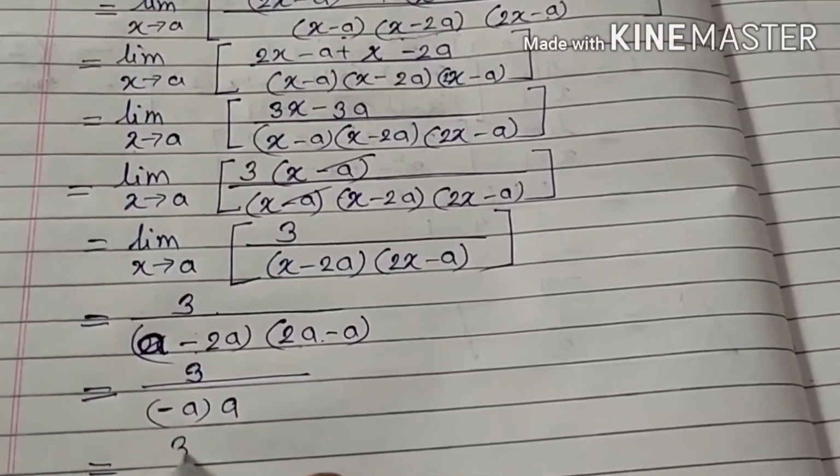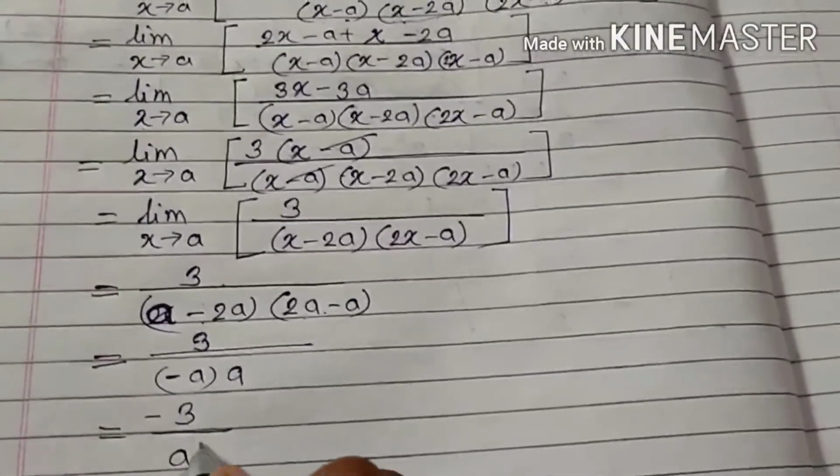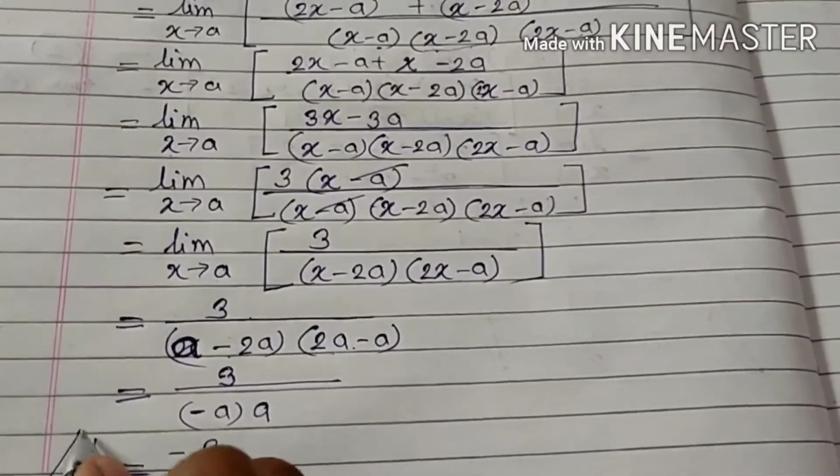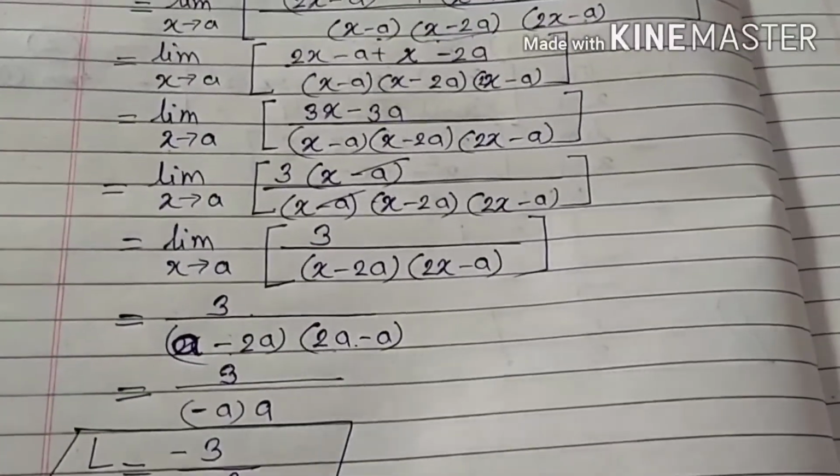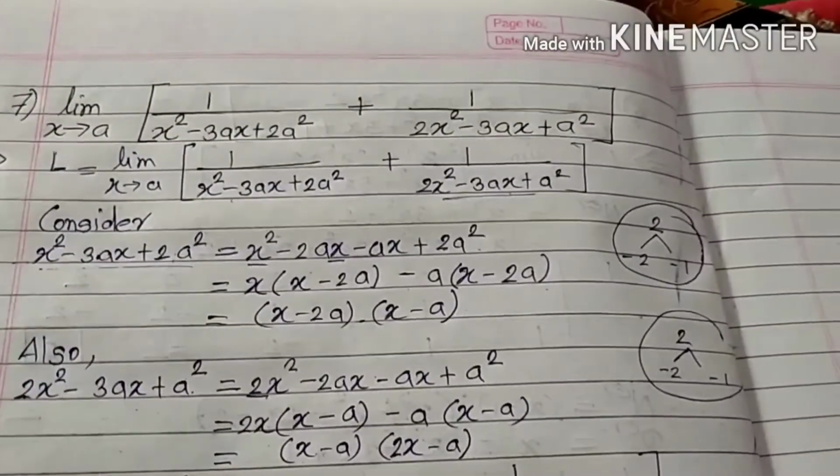So our answer is minus 3 upon a square. So this is our answer. Observe that.